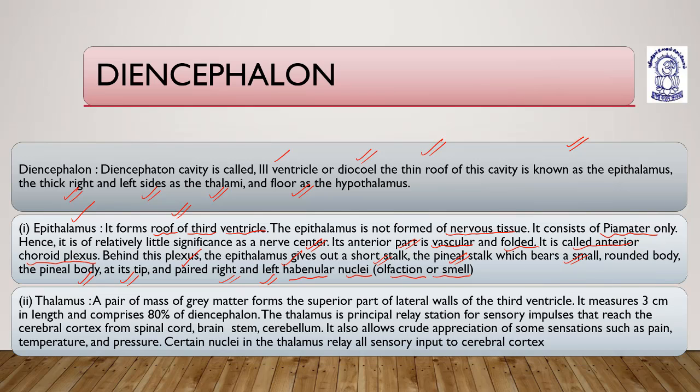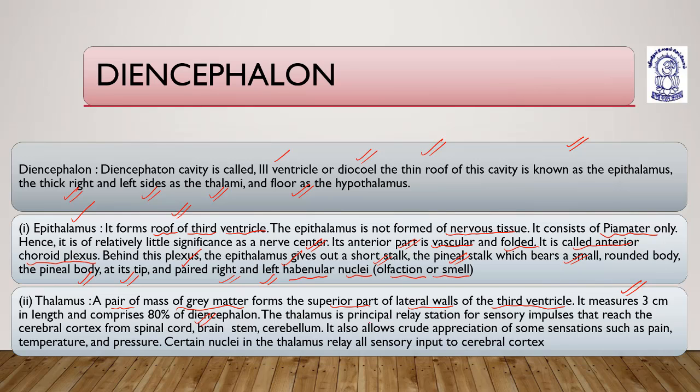Now the thalamus. The thalamus is a very important pair of masses of gray matter forming the superior part of the lateral walls of the third ventricle. This covering of gray matter on the superior part of the lateral walls of the third ventricle is known as the thalami. It measures 3 centimeters in length and comprises 80% of the diencephalon.